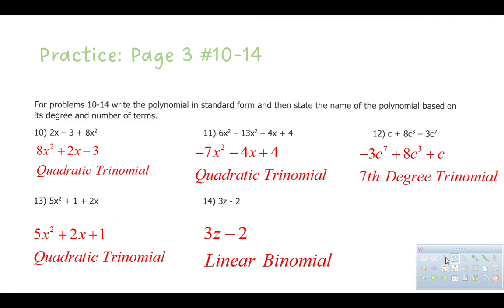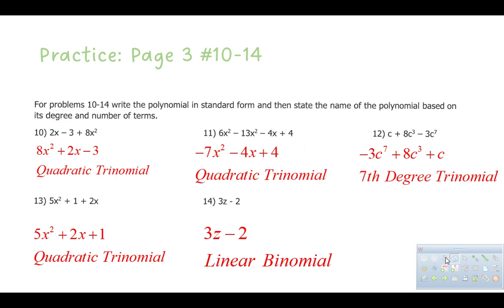For number 11, I had two squared terms, so rather than write them separately, I combined them. 6 minus 13 is negative 7. I kept the x squared the same because when we combine like terms, you keep the variable, you keep the exponent. After my quadratic terms, I went with my linear and then my constant at the end. Highest power is 2, that's quadratic. 1, 2, 3 terms, that's trinomial.